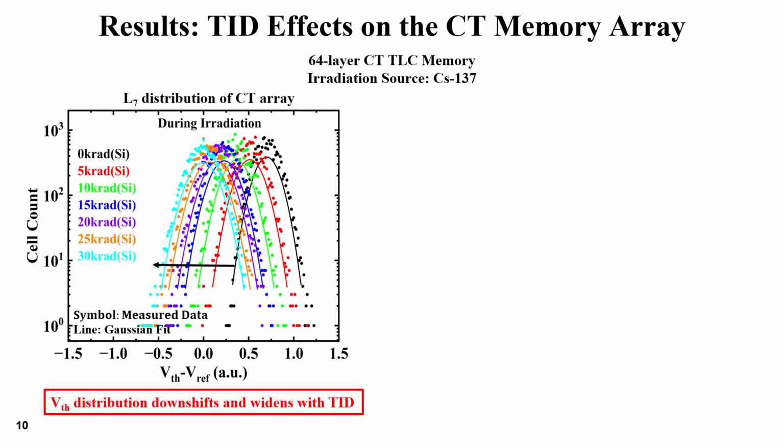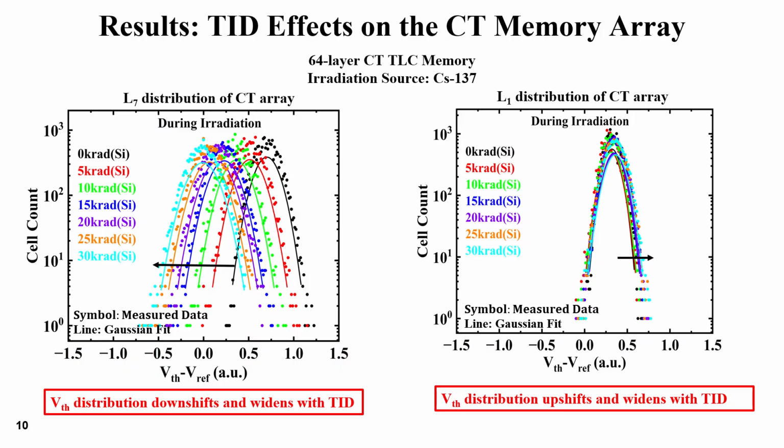So here's the L7 state distribution during irradiation doses. For the higher programmed state of L7, we observed a downshift of the distributions with each incremental dose, and the distributions widen with each incremental dose. The measured data is shown here through symbols, and the lines are representative of the Gaussian fits for a clear visual. But for the lowest state L1, we observe a slight upshift and, of course, distribution broadening. Now this opposite behavior of L1 indicates a very strong state dependency in the TID response. However, this behavior is more interesting when you examine the VT shifts of all programmed states.